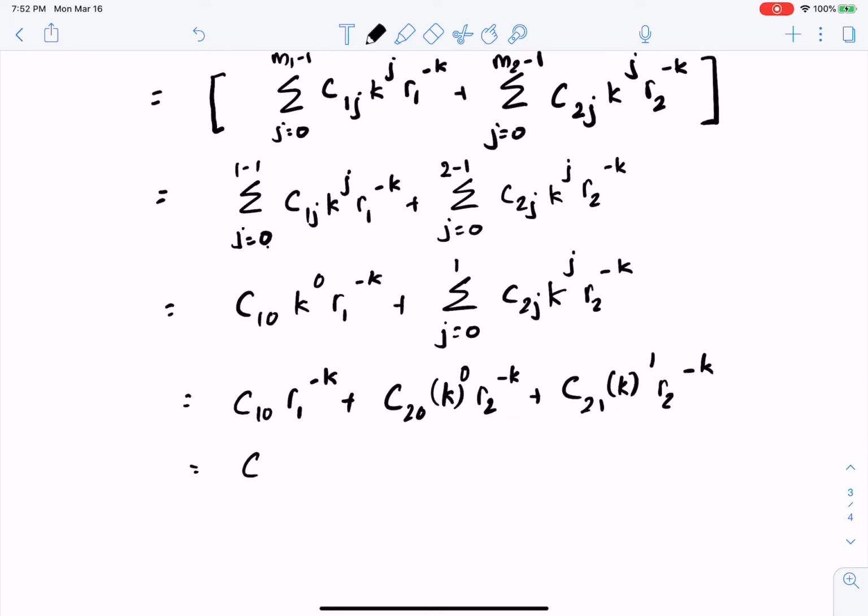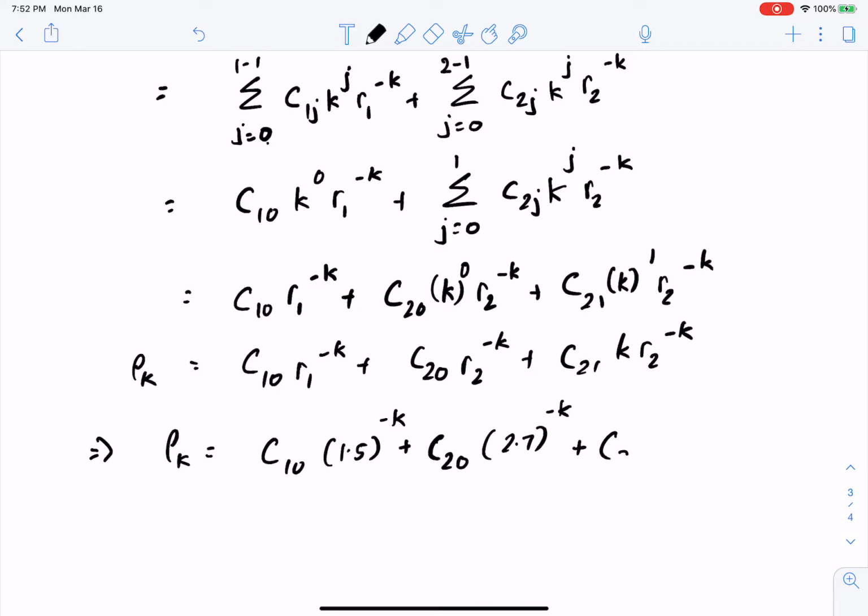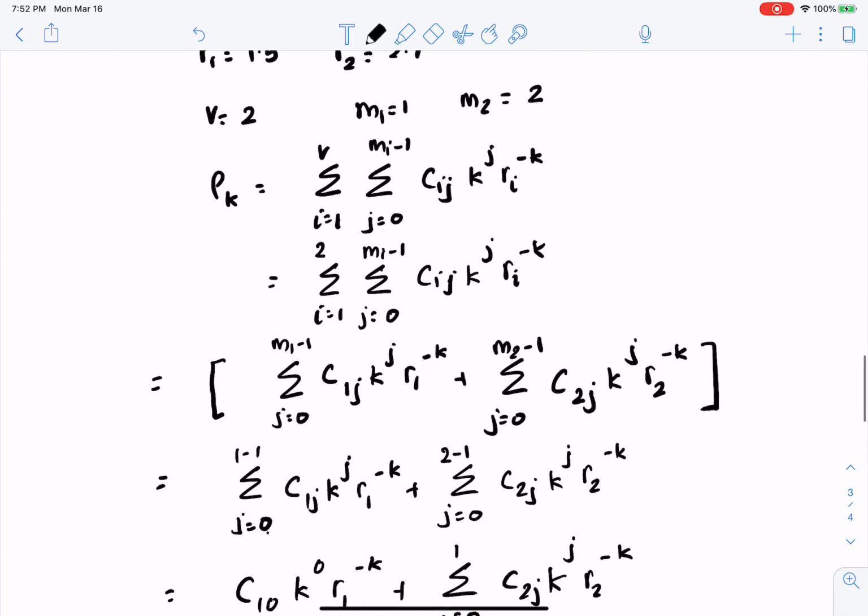Therefore, we'd end up having C_10 R1 raised negative k, C_20 R2 raised negative k, plus C_21 k times R2 raised negative k. We know the values of R1 and R2, it is given in the problem, so this would imply rho k is C_10 times 1.5 raised negative k, plus C_20 times 2.7 raised negative k, plus C_21 k times 2.7 raised negative k.